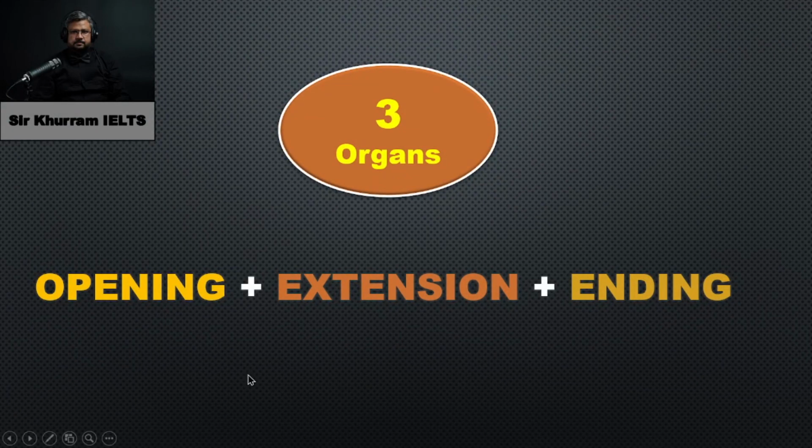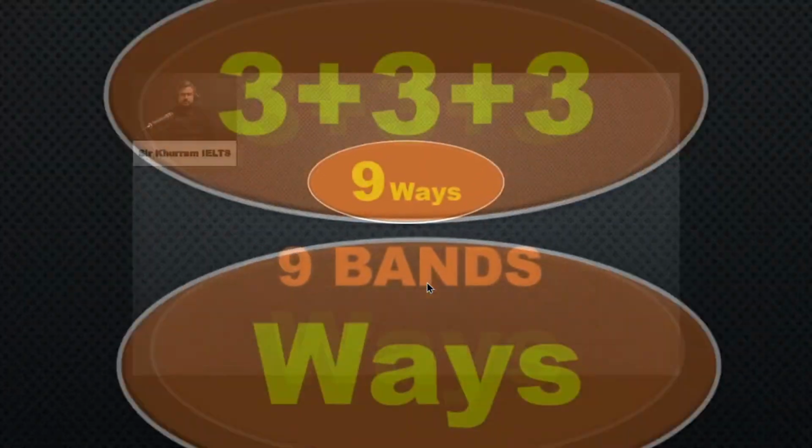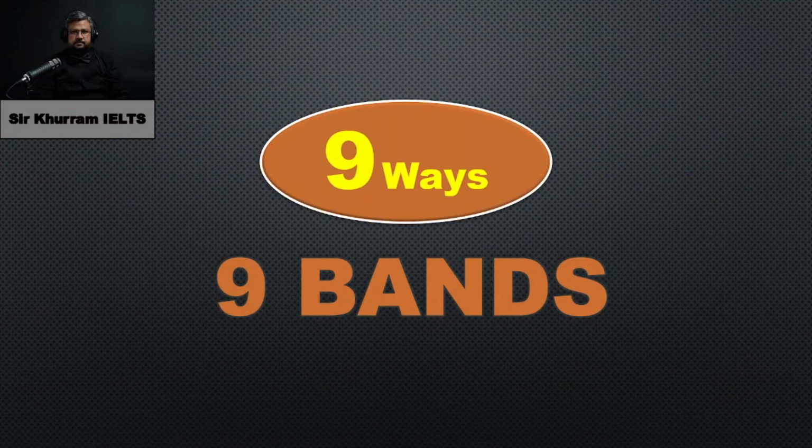So our answer has 3 different steps. The first is the opening part, second is the extension, and third is the ending. And all these 3 stages have 3 possibilities. So overall, we have 9 possibilities. 3 plus 3 plus 3. So in total we have 9 ways to get 9 bands.